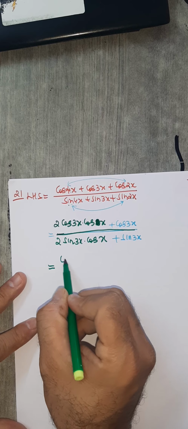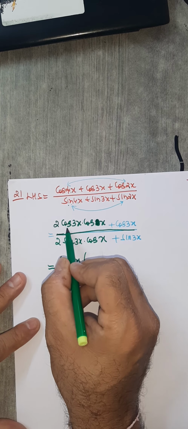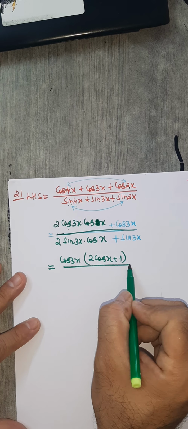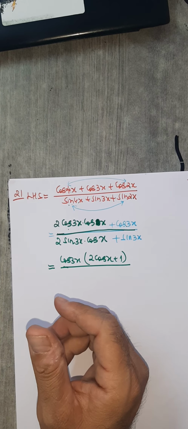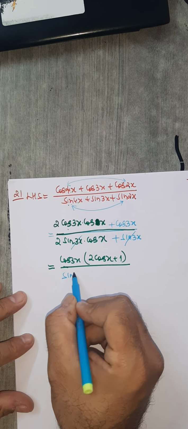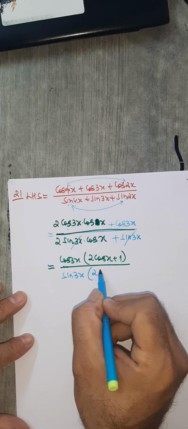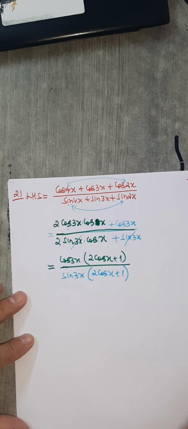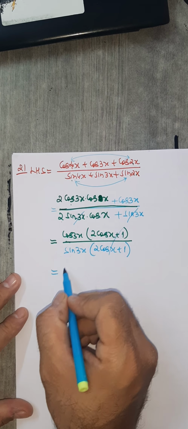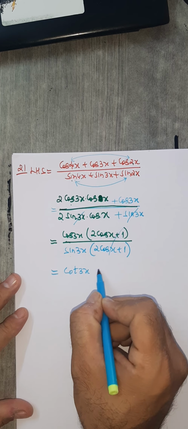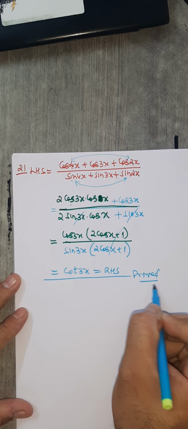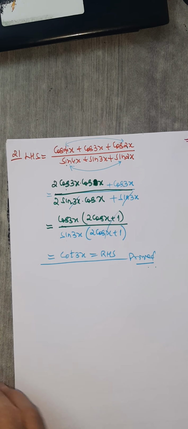What is common in the numerator? Cos 3x you will find common, this and this. So twice cos x plus 1. What is common in the denominator here? You will find sine 3x common. So taking sine 3x common, you are left with 2 cos x plus 1. So you can see that that bracket will get cancelled, and cos by sine, which is cot 3x, which is RHS. And therefore proved, LHS equals RHS. Okay.